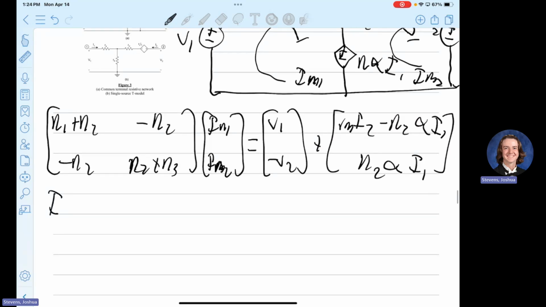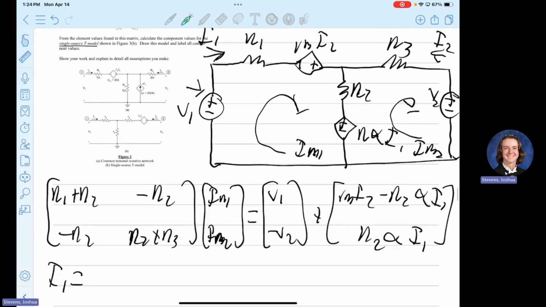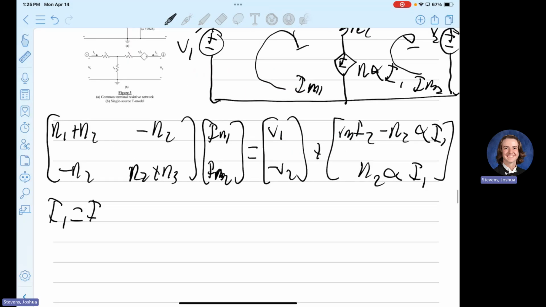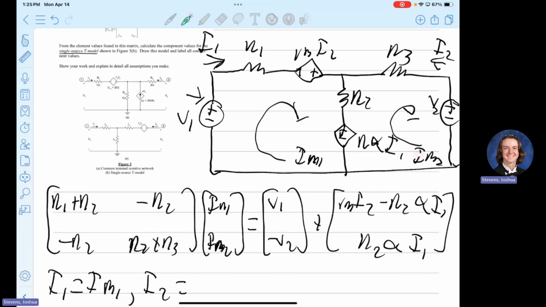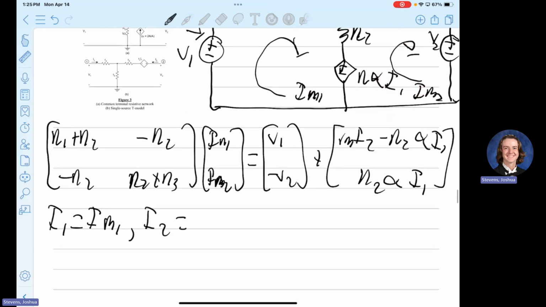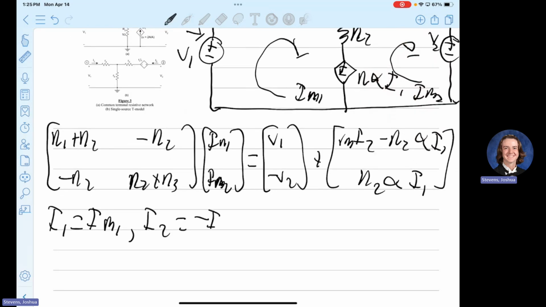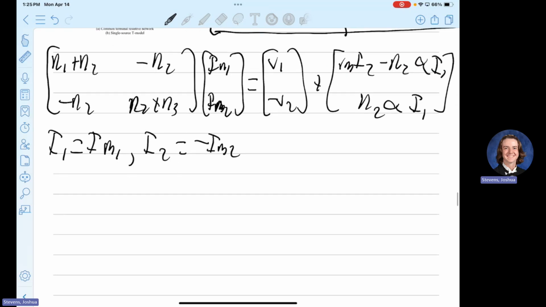Okay. What is I1 in terms of mesh currents? I have this denotation of IM1 going that way and I1 goes that way. So they are exactly. Well, I1 equals positive IM1. Yeah. Okay. Same thing here. IM2 I have going that way. I2 I have going that way. So I2 equals what? Exactly. Yep.